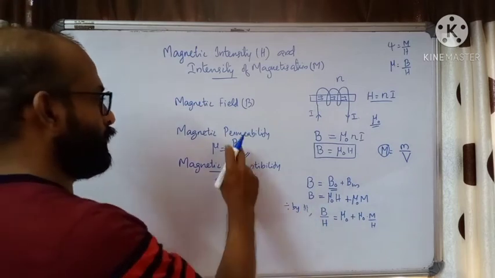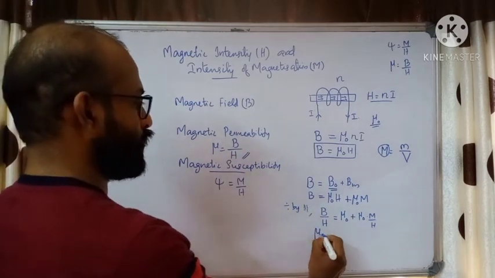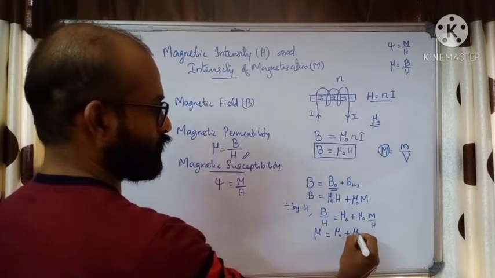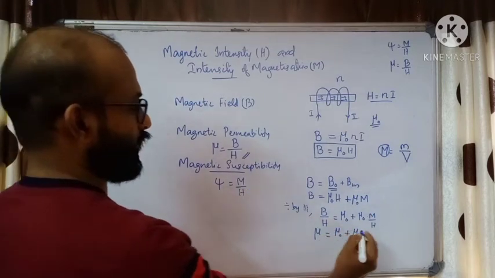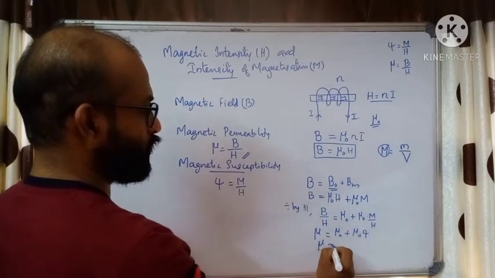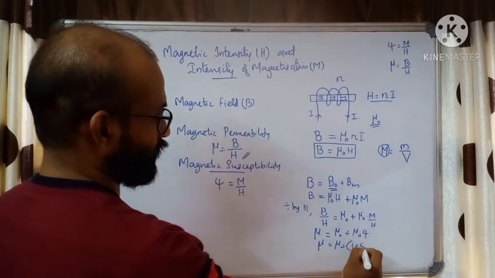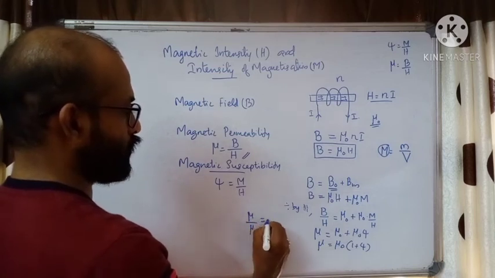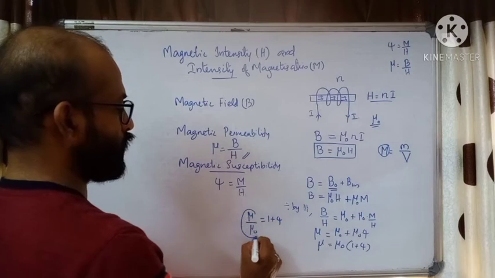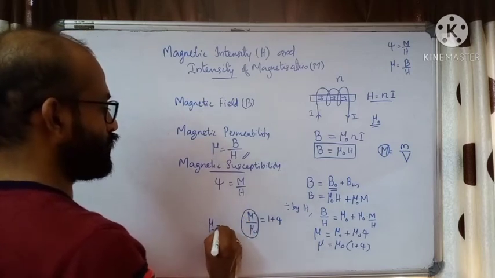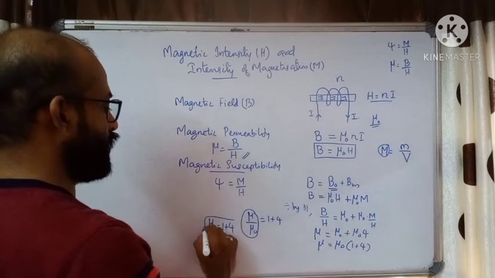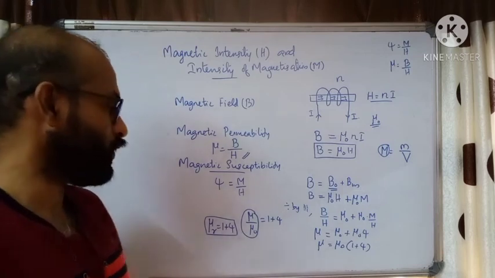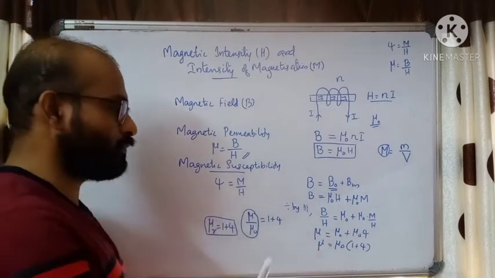Now what is B by H? B by H is equal to mu, the permeability. So mu is equal to mu 0 plus mu 0 into M by H. M by H is psi, so mu is equal to mu 0 into 1 plus psi. Or when you divide mu by mu 0, mu by mu 0 is equal to 1 plus psi. Mu by mu 0 is called the relative permeability. Mu r is equal to 1 plus psi. It is a relation for relative permeability in terms of the susceptibility of the material.